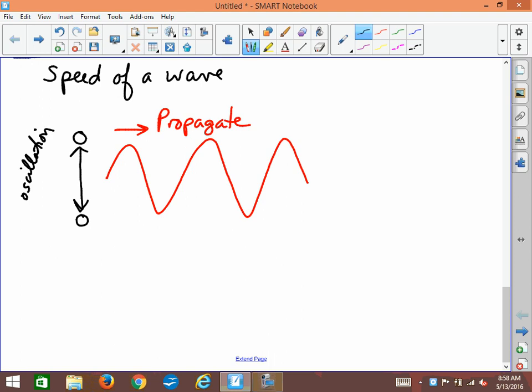Okay. Now what's interesting is, what do we mean by the speed of a wave? Are we talking about the speed of the oscillation, or are we talking about the propagation? Well, let's think about this. The speed of the oscillation is actually more closely related to the frequency of the wave. The faster you oscillate, the more crests you will create in a smaller amount of time.